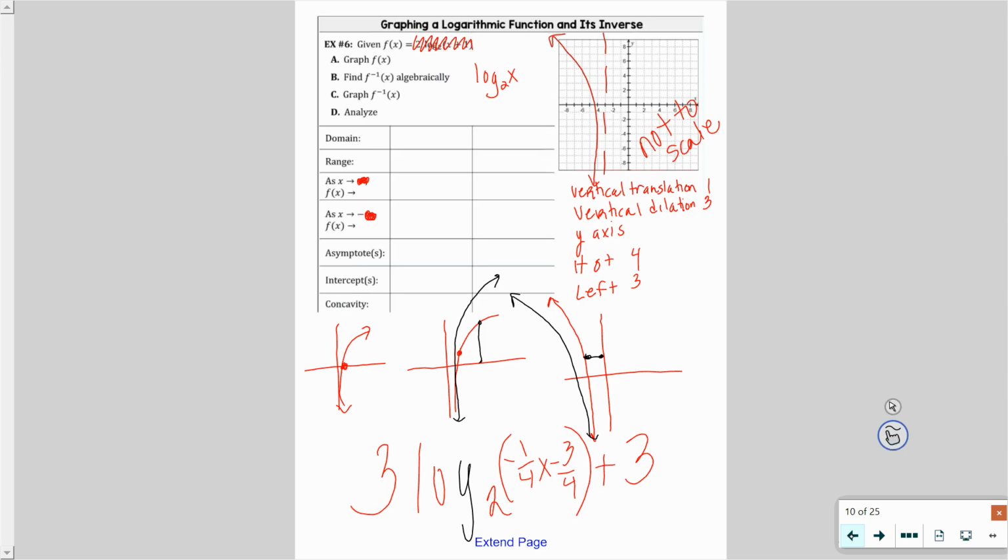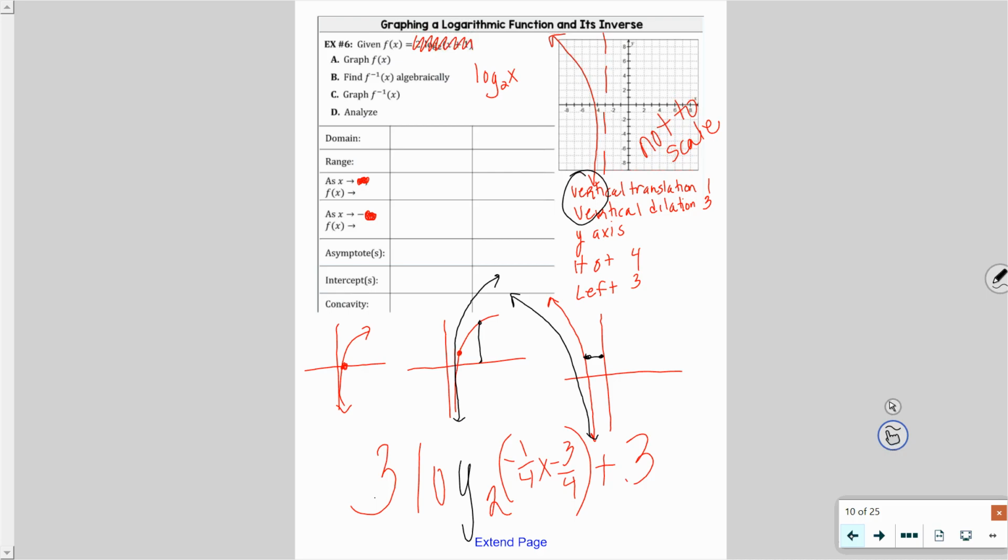Could you go over how you got that? How I got to this part? Okay. So if I do these two outputs, those aren't that bad, right? So vertical translation, I'm going to go +1. And then a vertical dilation of 3, I'm multiplying by 3. So those are my outputs, right?